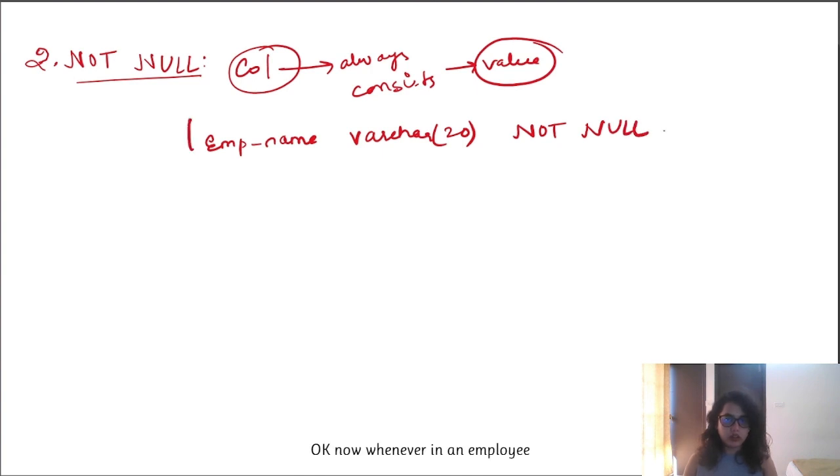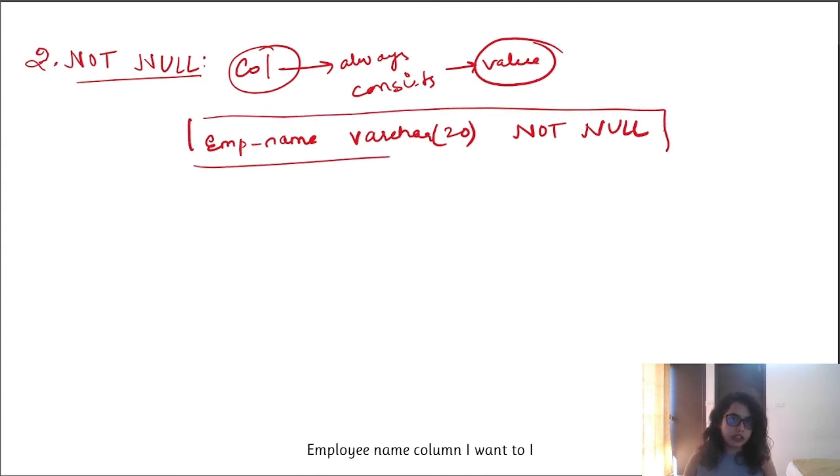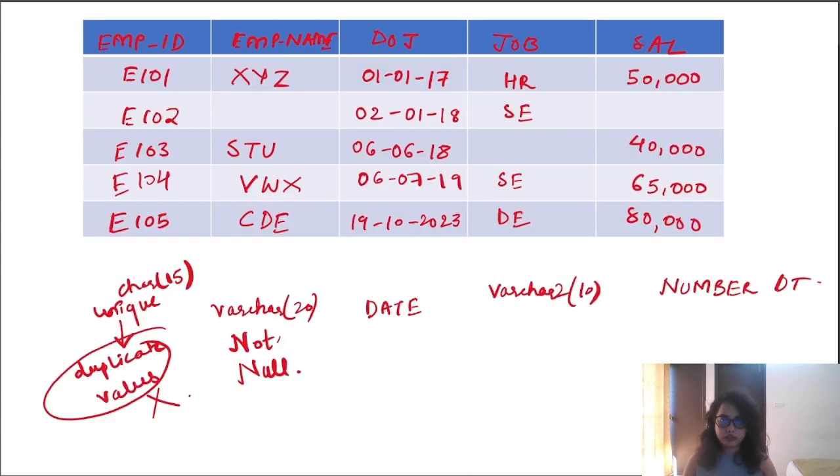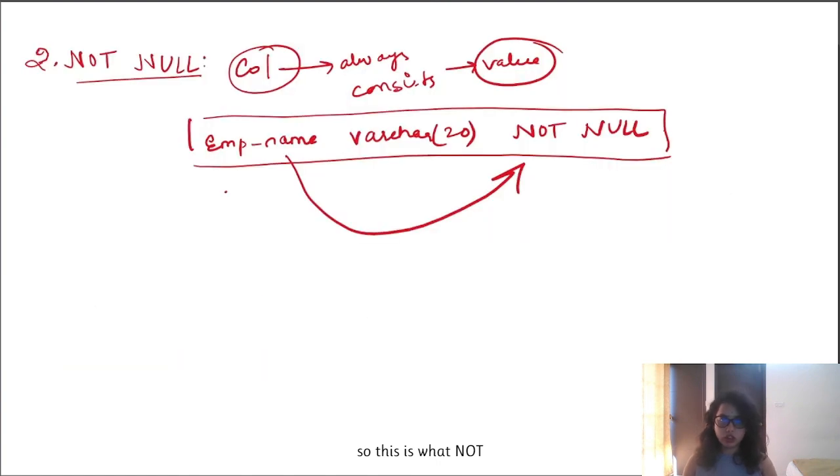Now, whenever I don't insert a value in the employee name column, it will throw me an error. Why? Because I have assigned the employee name a not null constraint. So it will always tell the user with an error that you have to keep a value in your employee name. So this is what not null does.